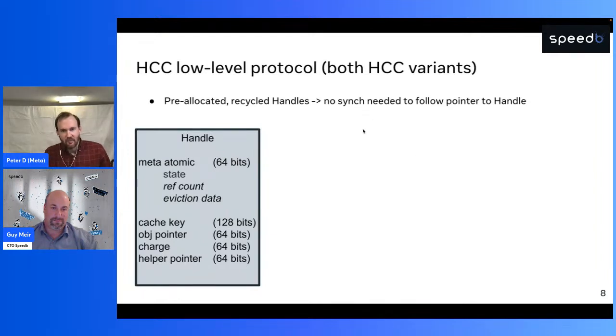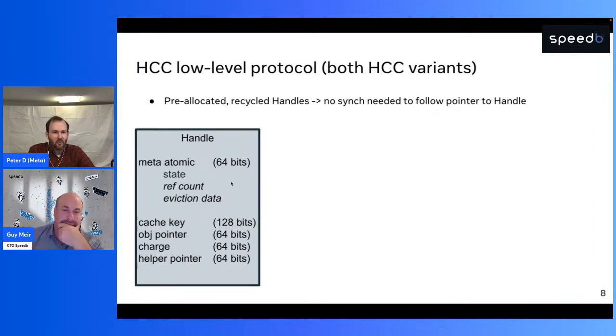First of all, with the HyperClockCache, we pre-allocate and recycle these handle objects. So there's no synchronization needed to follow a pointer to the handle. If we have a pointer to a handle, like you would have to refer to a cache entry, there's no synchronization needed to follow that pointer, because that pointer is going to survive the lifetime of the cache. We'll talk a little bit in a few minutes about how we do that with the automatic table sizing. We do some magic there.